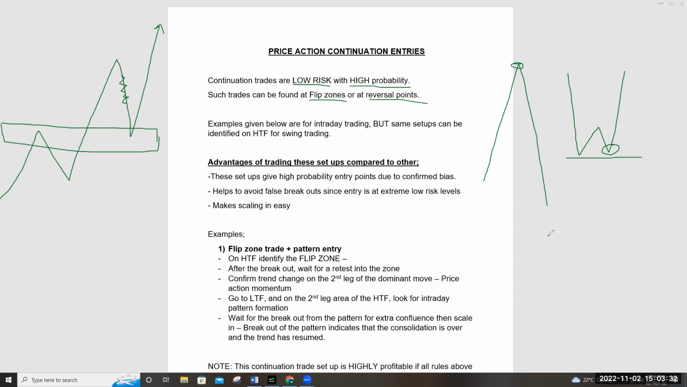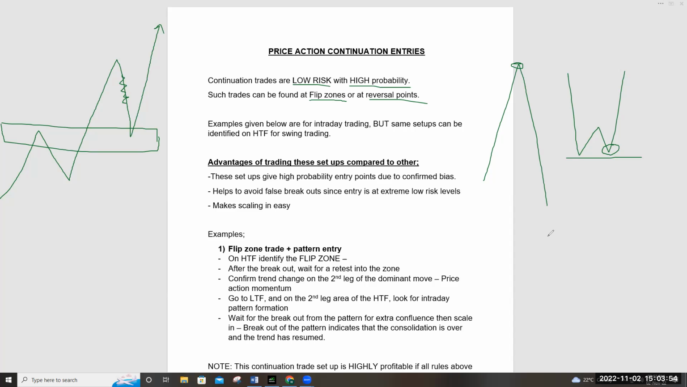Now, what are the advantages of continuation trades compared to other trade setups? Because there are different types of trade setups in this market. One, they are higher probability. When we are talking about the quality, continuation trades are high quality.